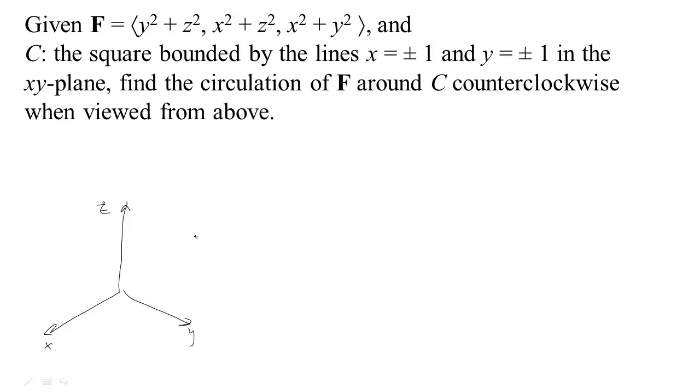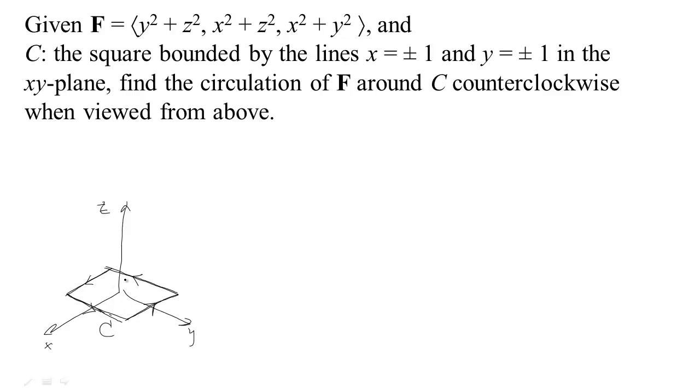Particularly, it's a square bounded by the lines x equals 1 and negative 1, so that would make a line back here and a line up here, and the lines y equals 1 and negative 1. That makes a line here and a line there. So there's the curve created by the boundaries from those 2 infinite lines. So this is our curve C, and we need to go around this curve counterclockwise as viewed from above. You can see if you look down from the z-axis, then this is the direction that would be counterclockwise.